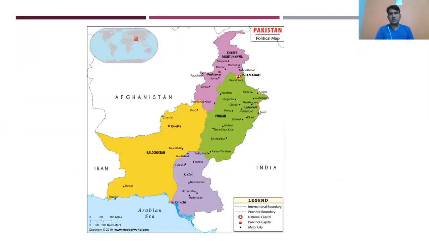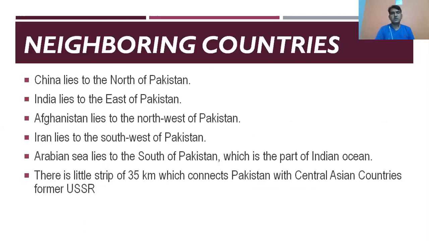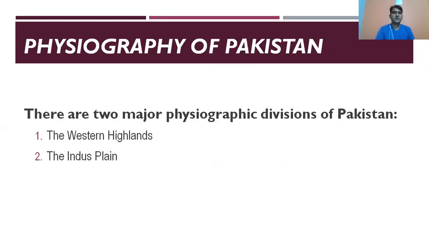This is the political map of Pakistan. I don't want to go into detail. We have four provinces here: Sindh, Balochistan, Punjab, and Khyber Pakhtunkhwa. These are the neighboring countries of Pakistan. We already discussed them in a previous lecture.